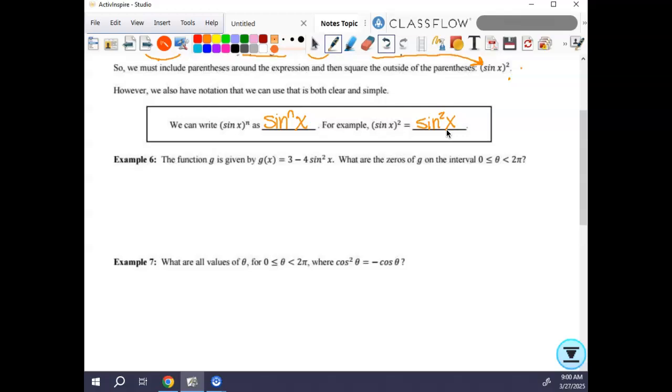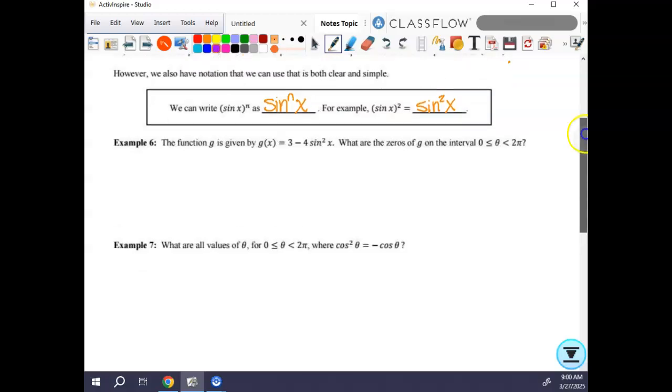Probably something that you haven't seen before. I don't think it's too difficult really to wrap your mind around. It's just you haven't squared trig values before. So let's look at example 6.